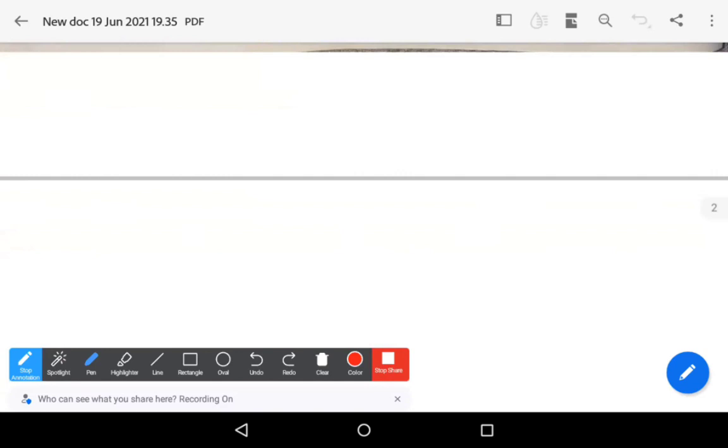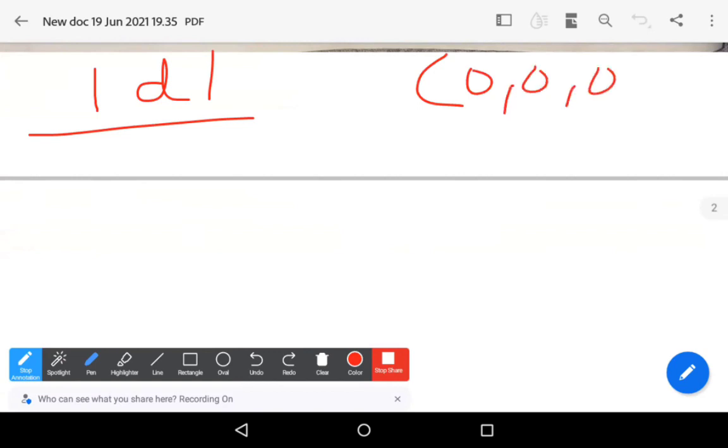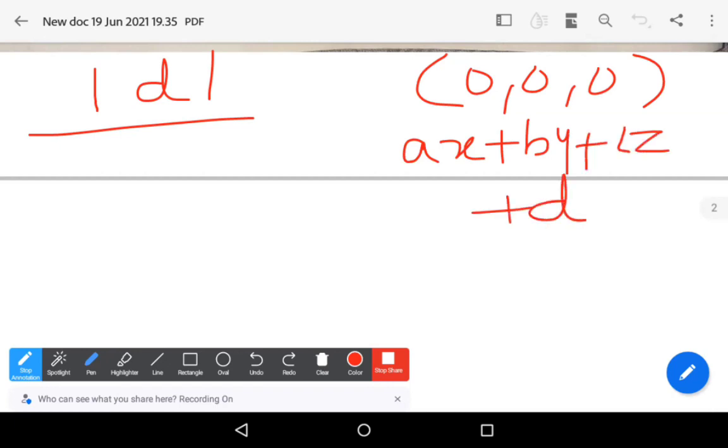The distance between a point and plane, I mean origin and plane. The distance between origin (0, 0, 0) and the plane ax plus by plus cz plus d equals 0 is mod d by square root of a square plus b square plus c square.